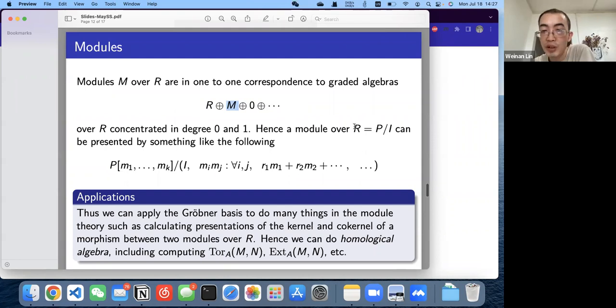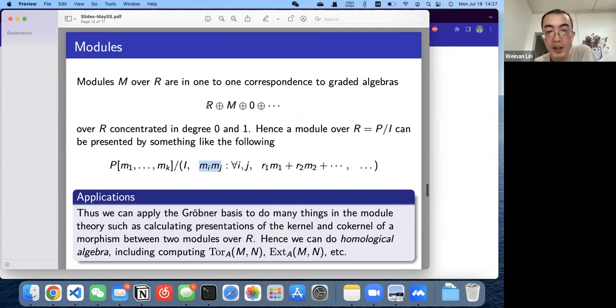And hence, a module over R can be presented by something like this. So I have an algebra, which is P. P is the polynomial algebra over some ideal. And now I want to present a module over R. And it looks something like this. So you adjoin the polynomial algebra with some elements, the monomials. And then the relations would be I, of course, because that's describing R. And then you have M_i M_j.